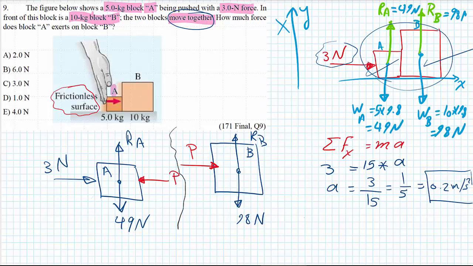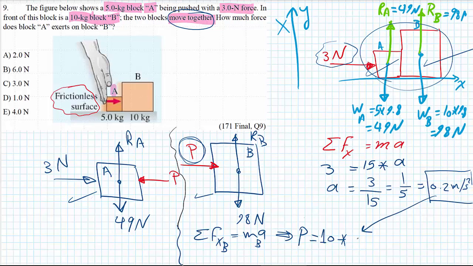And now we need to apply the same equation, Newton's second law. We can apply it on the first object or the second object. They will give you the same answer exactly. Let's try to do them. Sum of forces in X equals mass times acceleration for object B. So what are the forces here in the X direction? You only find this force P. So P equals the mass of this object, which is 10 kilogram, times the acceleration of this object, 0.2. So 0.2 times 10 gives you 2 newtons. So the force in between the two objects is 2 newtons.